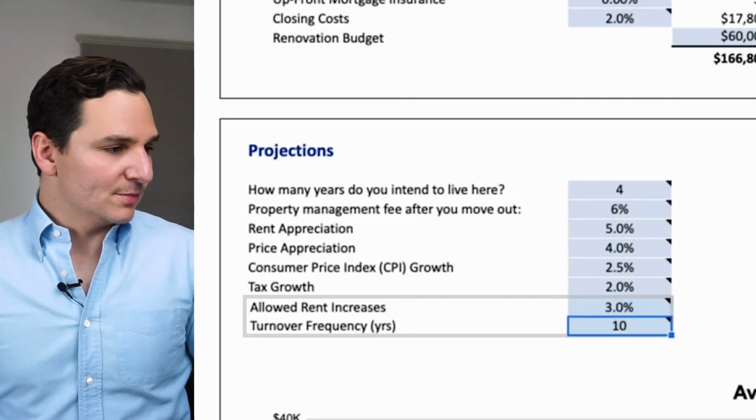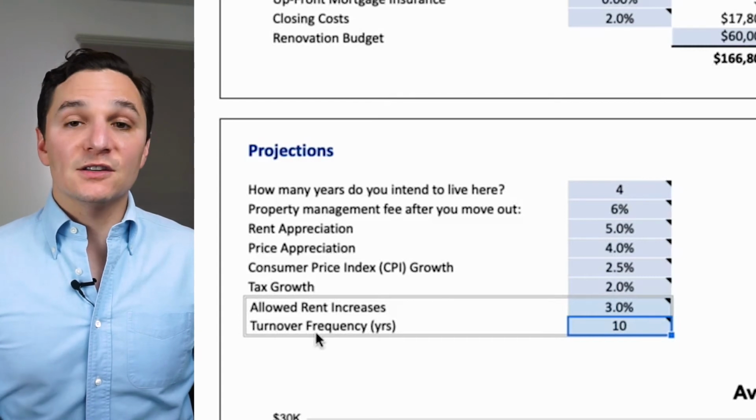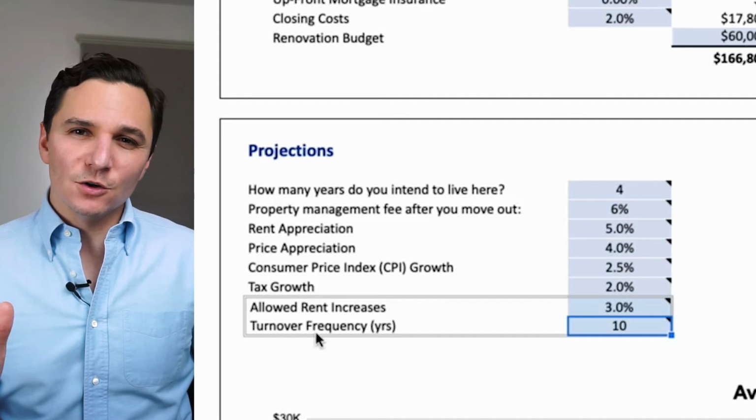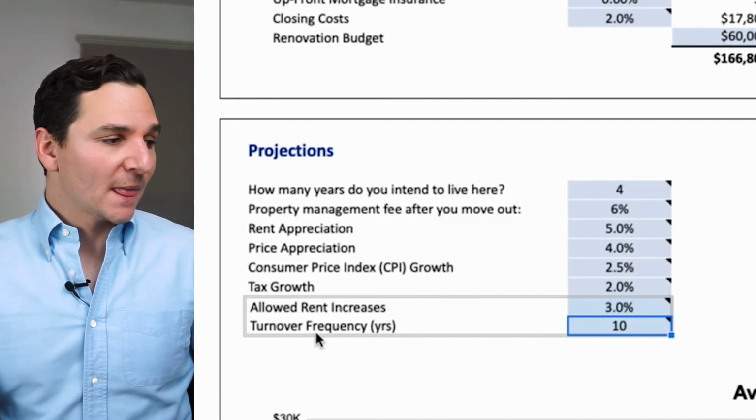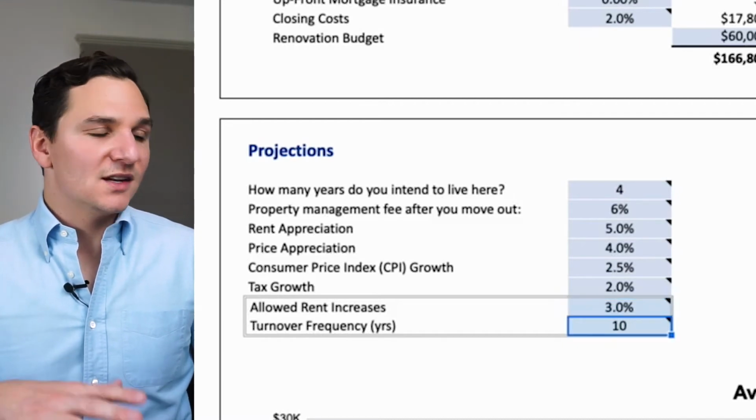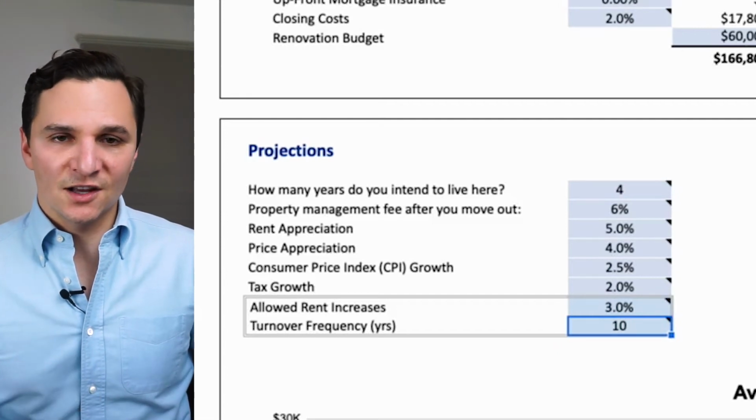I'm going to set this back to 3% now, and then turnover frequency. This is how often tenants move out. In Los Angeles, the average length of tenancy across all apartments is 7 years, so I've been a little more conservative and put in 10 years. If your market doesn't have rent control, and you set allowed rent increases to the same number as rent appreciation, then it doesn't matter what you put into this turnover frequency blank. The spreadsheet's not going to pay attention to this cell anyway.